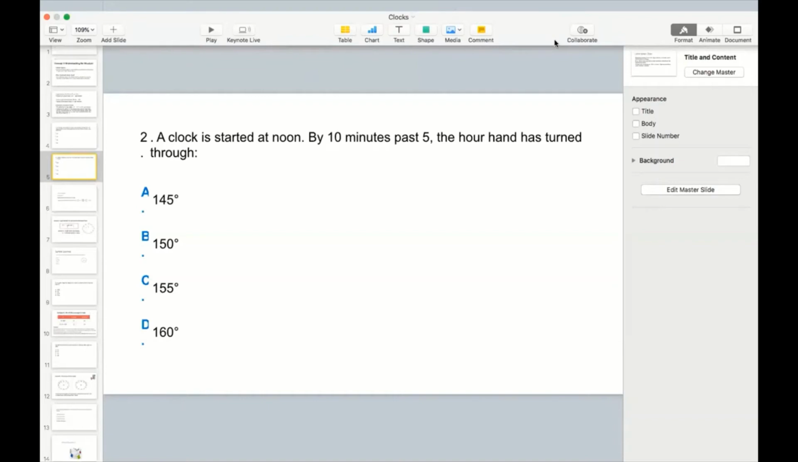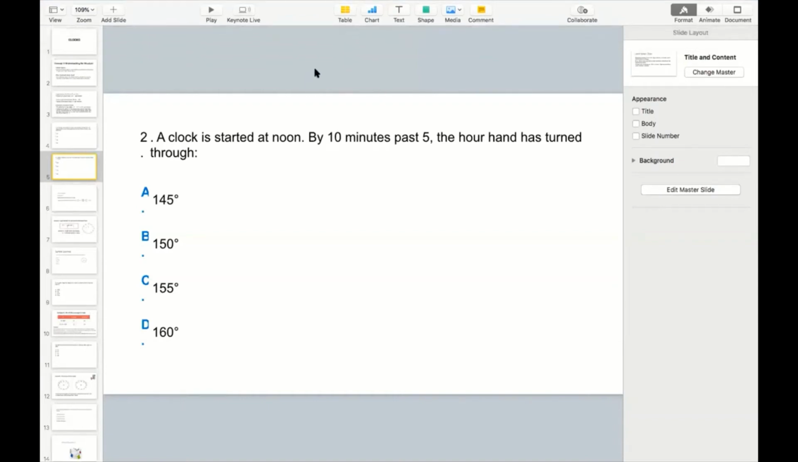Just try to understand the movement of the hour hand. First, it would have moved from 12 p.m. to 5 p.m. Right? Guys, I need your responses. So from 12 p.m. to 5 p.m., how many degrees would it have covered? It would have covered 30 into 5, 150 degrees, right?